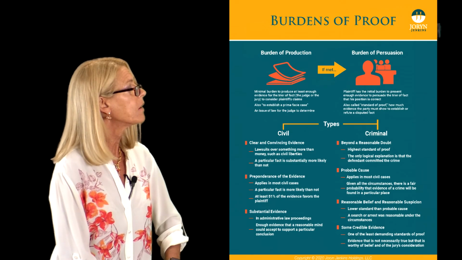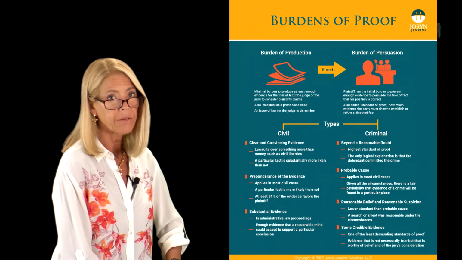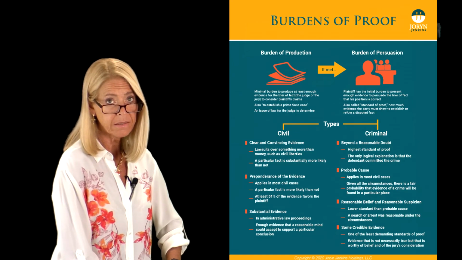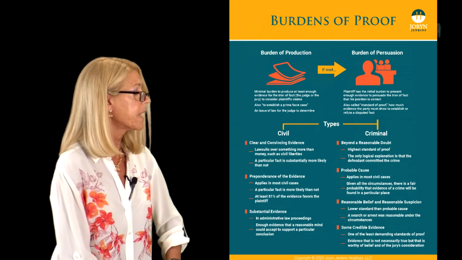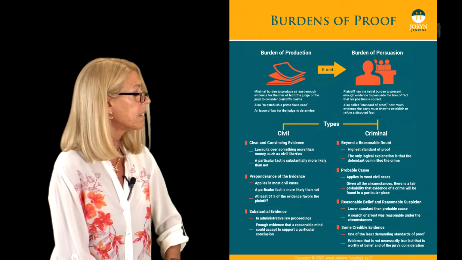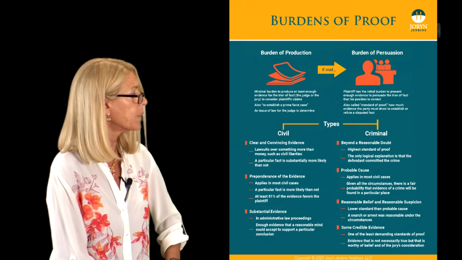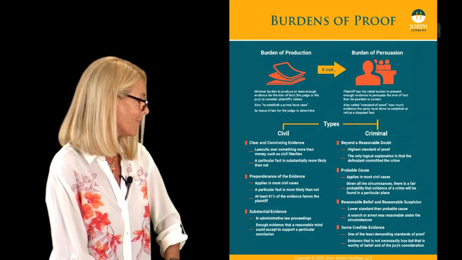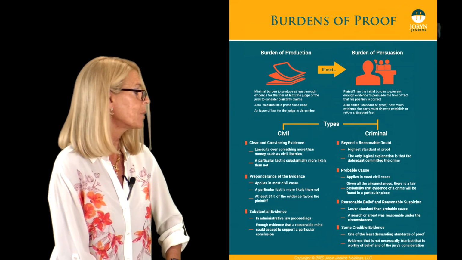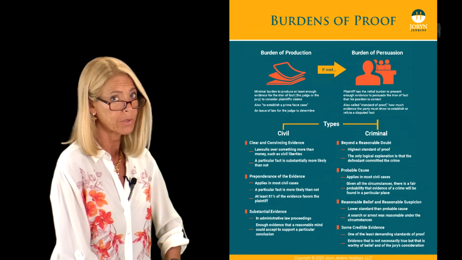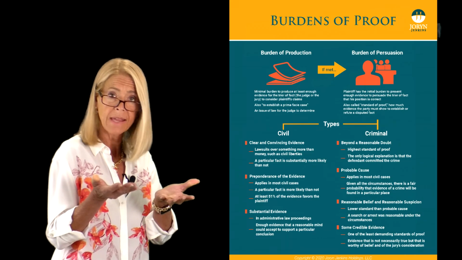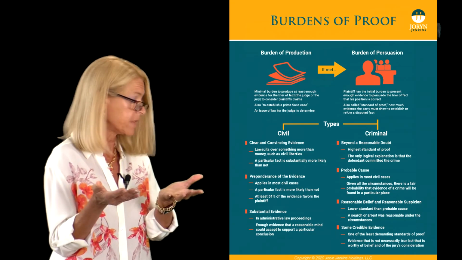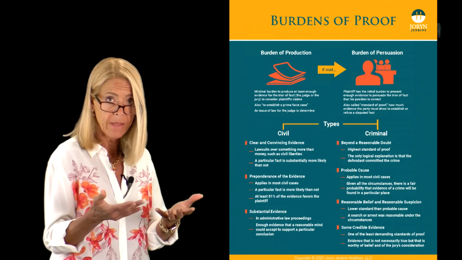Now, there are a variety of types of burdens of persuasion. You've got civil cases and you've got criminal cases. And I've listed the different types of burdens that you can have in these different types of cases. In civil, there are at least 3 different types of burdens, and they have to do with weighing the evidence. So you've got clear and convincing, you've got preponderance of the evidence, you've got substantial evidence.